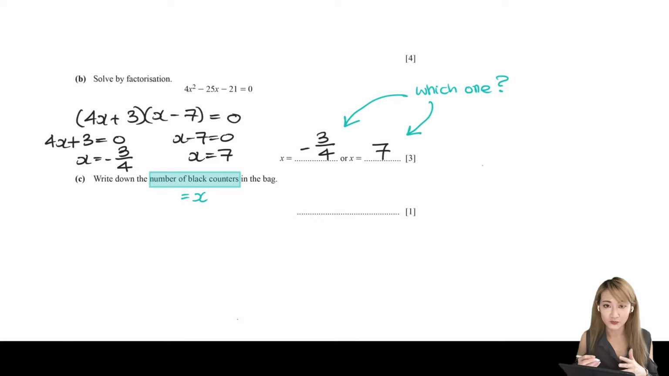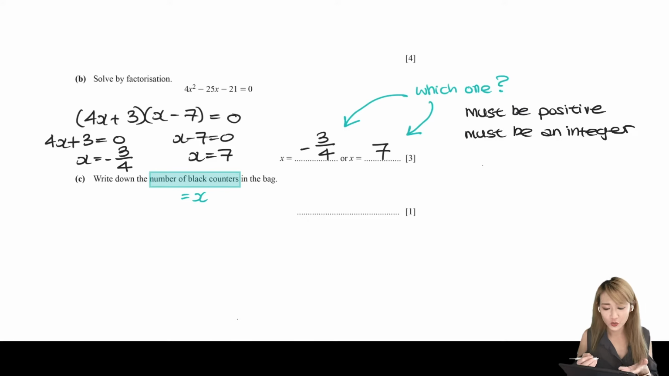X is the number of black counters, so it must be positive and it also must be an integer. We can't have a quarter of a black counter. So therefore, the only answer that makes sense right now would be 7. Therefore, the number of black counters is equal to 7.